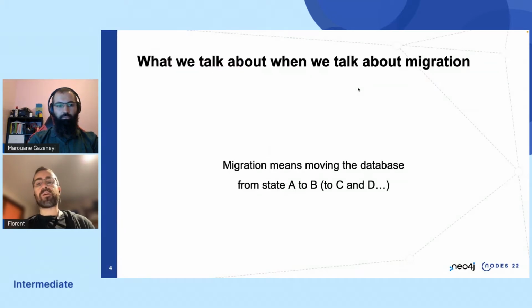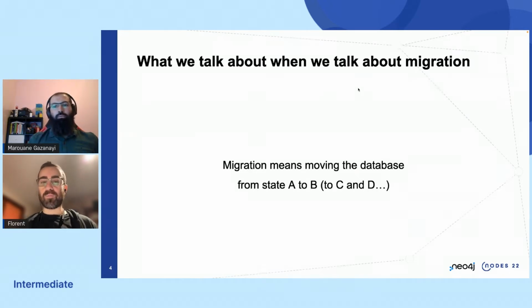What do we mean by migration, right? Because it's a bit of a loaded term even in the Neo4j landscape. And so migration means, from the very high level, moving the database from one state to another, and then yet to another, and another, by applying a set of changes. That's really what we talk about here.